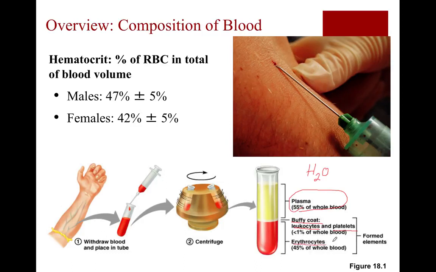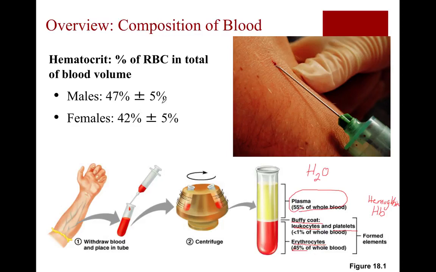Erythrocytes, which are your red blood cells, contain a protein called hemoglobin, which is usually shorthand to HB. It has a really high concentration of these proteins. So basically these proteins weigh the cell down, making your erythrocyte the heaviest component of your blood, forming on average about 45% of your whole blood volume.